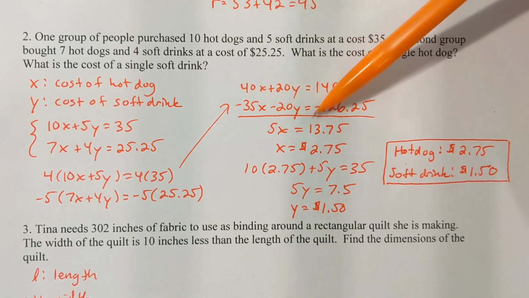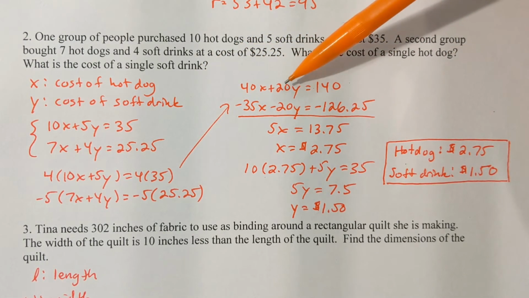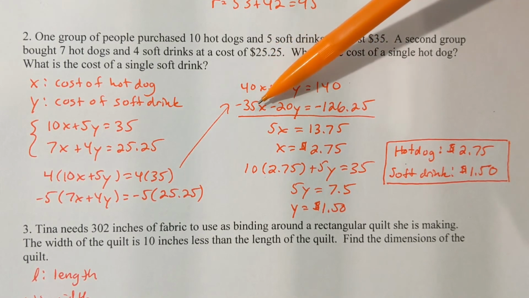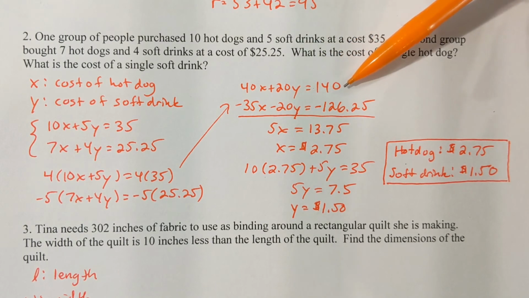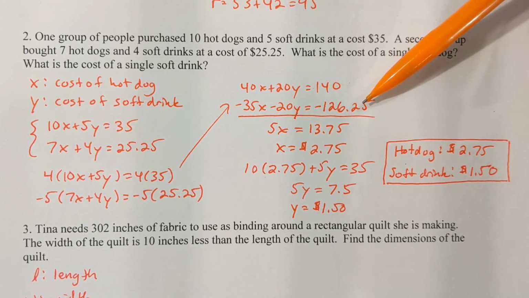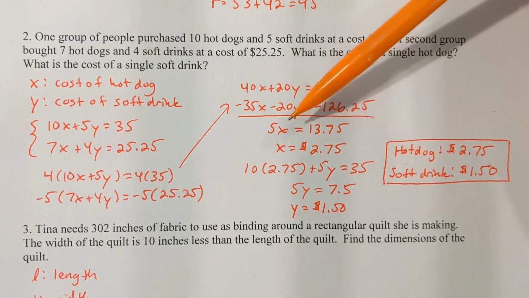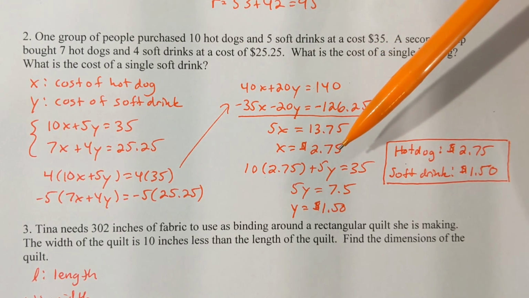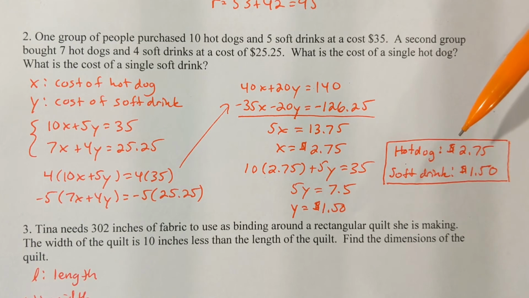Here'd be the two equations in simplified form after you distribute. So here's 20y minus 20y is 0. Y is eliminated. That looks good. That's what I wanted. 40x minus 35x is 5x on the left. And then if you take 140 minus 126.25, you should be getting 13.75 on the right. Divide by 5 on both sides, and you're looking at x equal $2.75. That would be the cost of a single hot dog.